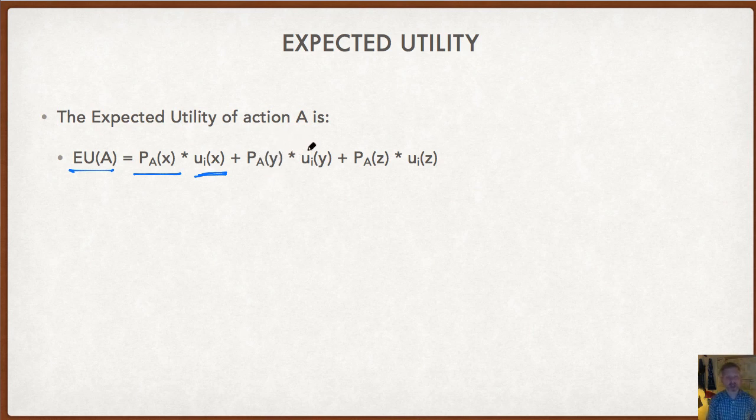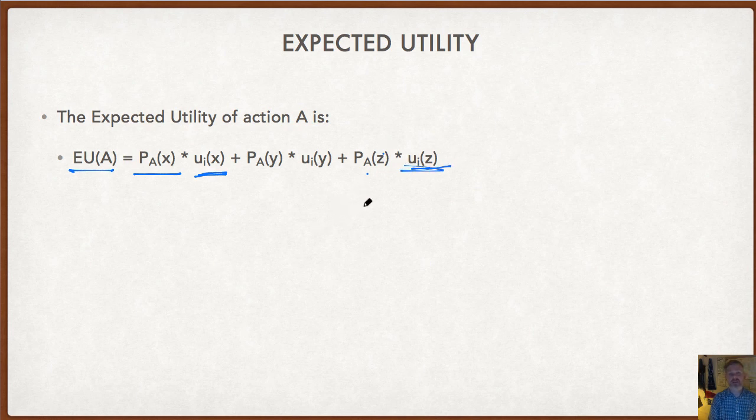Well, then I multiply that by how much I like Y. So the chance that I get Y if I do action A times how much I like it. The same thing for Z. The probability that action A leads to outcome Z times how much I like outcome Z.